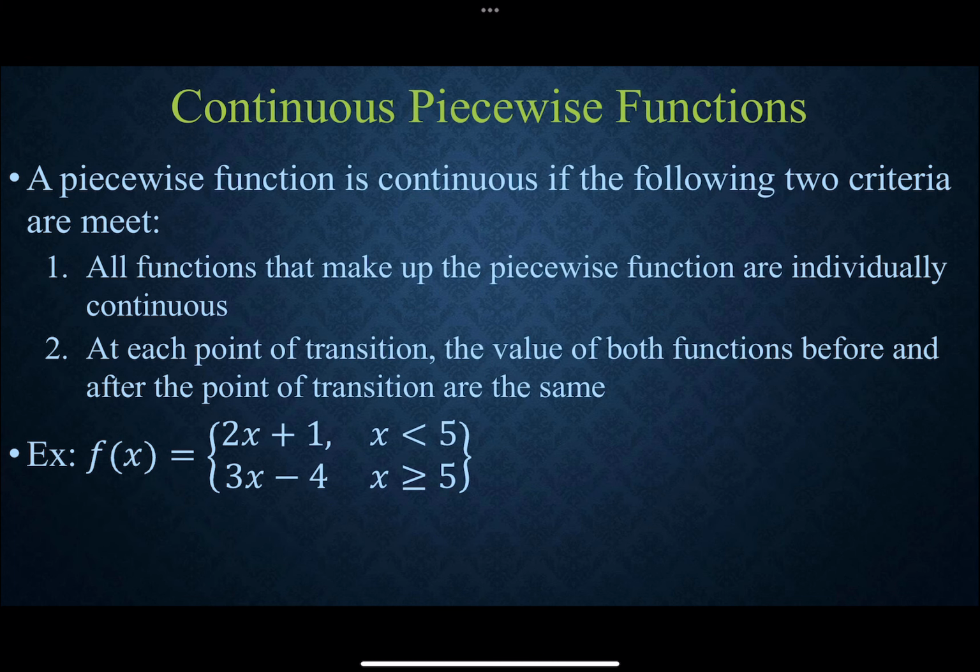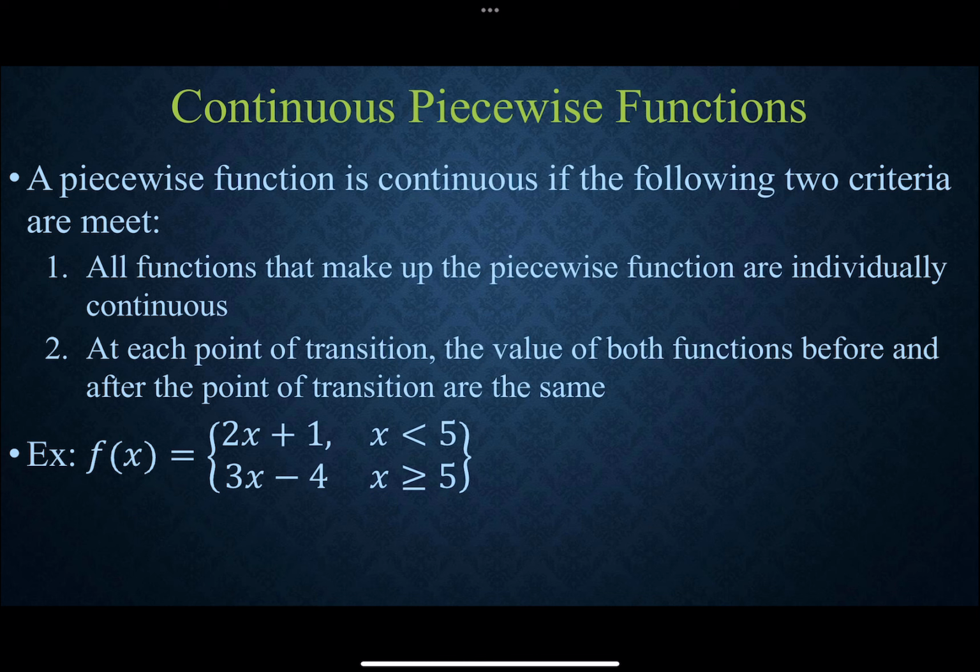Now, the second element for what we're talking about with our piecewise function is the idea of whether or not it is continuous. So a continuous piecewise function meets 2 criteria. All the functions that make up the piecewise function are individually continuous, and at each point in a transition, the value of both functions before and after are the same.